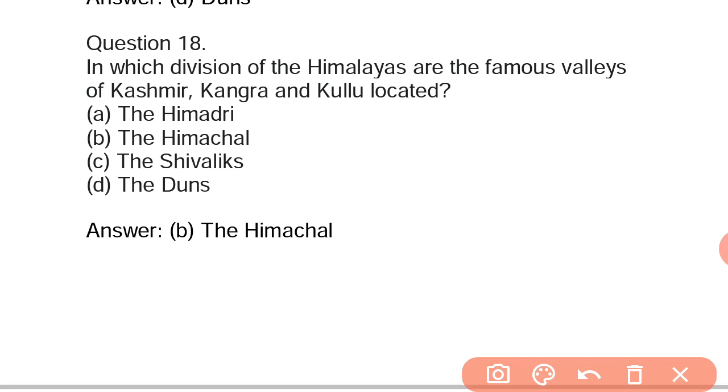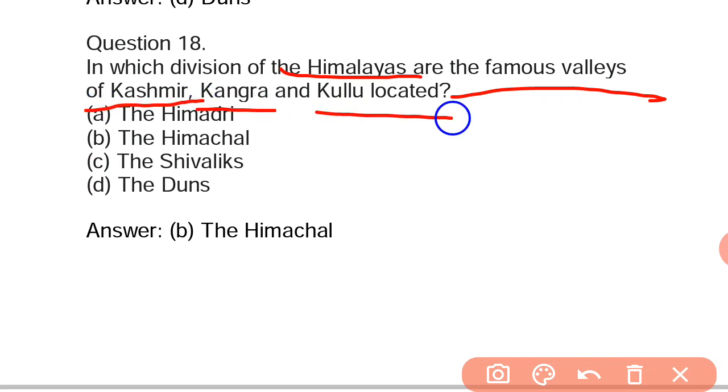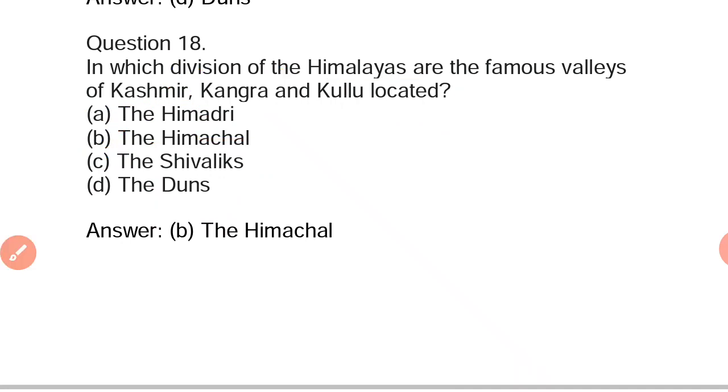In which division of the Himalayas are the famous valleys of Kashmir, Kangra and Kullu located? Option A Himadri, option B Himachal, option C Shivaliks, option D the duns. Right answer is option B the Himachal. Next question.